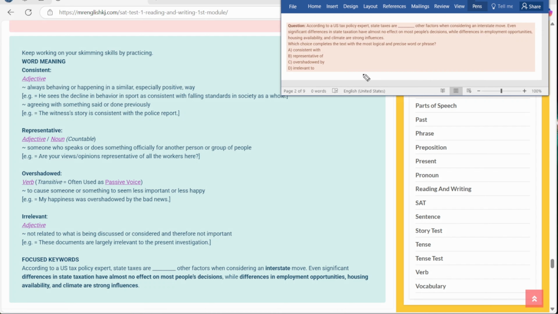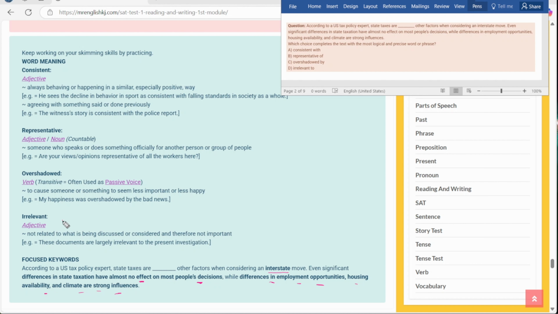The keyword is interstate. Interstate means when two states are connected for something. Two or more states, okay? Differences in state taxation have almost no effect on most people's decisions, while differences in employment opportunity, housing availability, and climate are strong influences. Meaning to say they are comparing interstates and they want to know what changes people's decisions. Okay, so tax does not. What does? Employment opportunity, housing, and other availability. Okay, remember that.